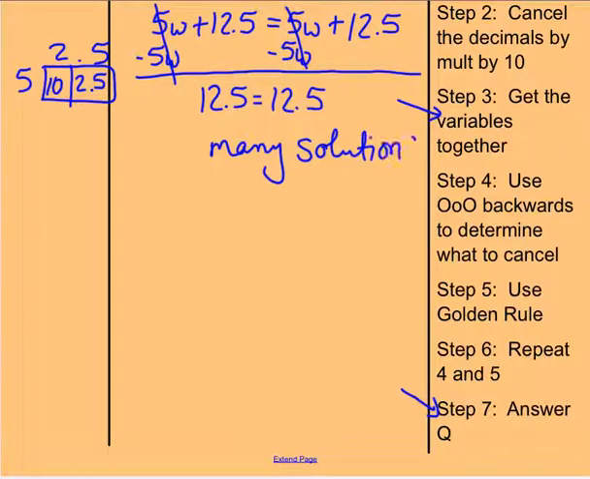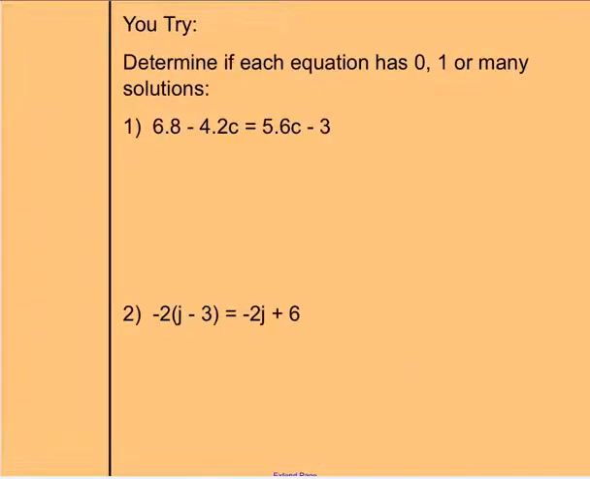Now we haven't seen an example in this lesson of one solution, but what happens when you get one solution is the variables don't cancel and you end up with something like W equals 2. That is one solution. So here are your you try problems. Determine if each equation has 0, 1, or many solutions.